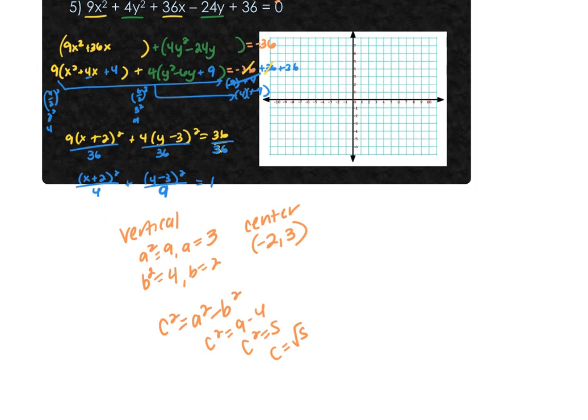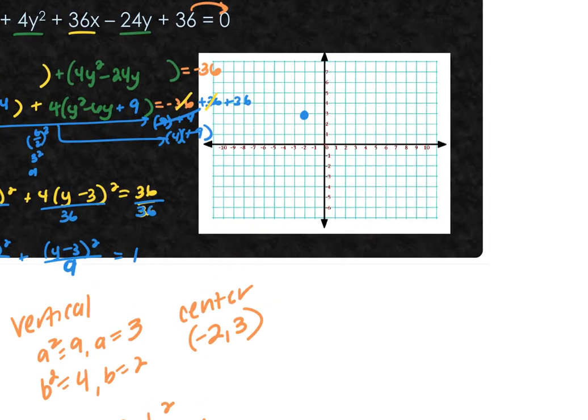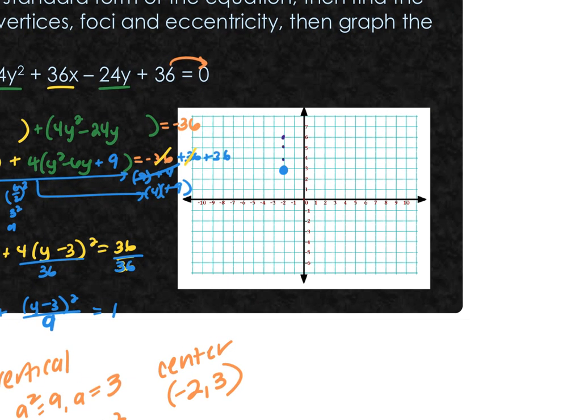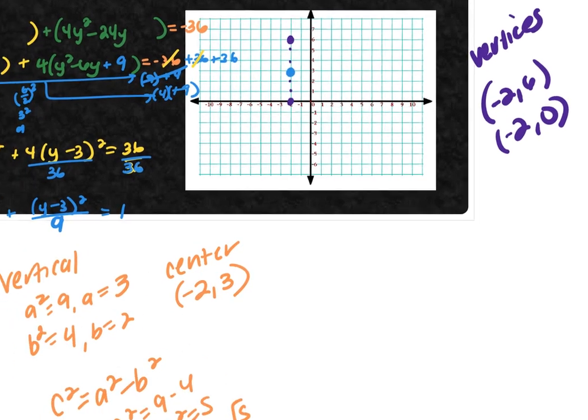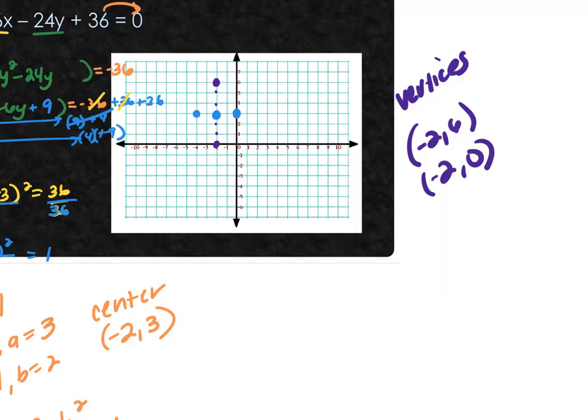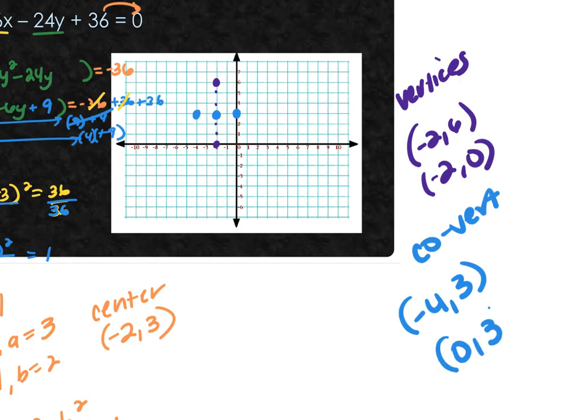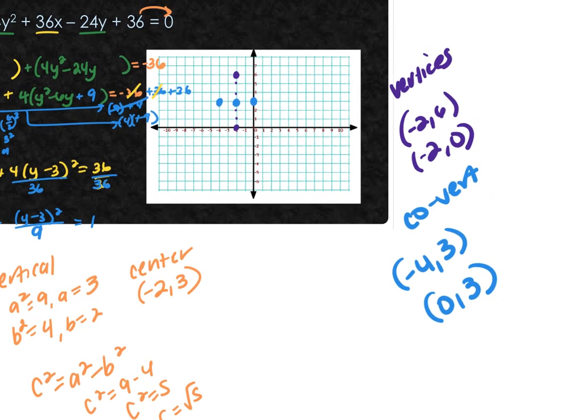I'm going to go to (negative 2, 3) and plot my center. And then I'm going to go up and down a, which is 3, to get the vertices. 1, 2, 3, and 1, 2, 3. So I get vertices at (negative 2, 6) and (negative 2, 0). I'm going to go right and left the b, which is 2. Right and left b gives me co-vertices at (negative 4, 3) and (0, 3). And then I can draw my ellipse.